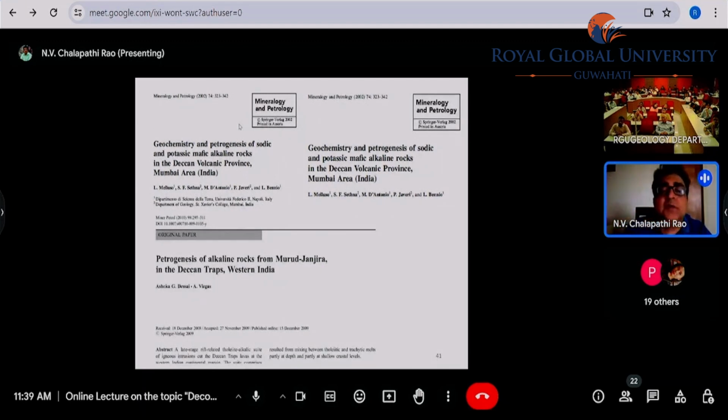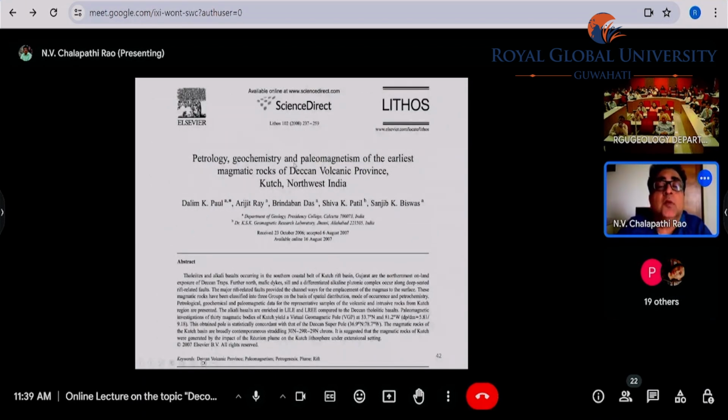And there are many other works carried out by different people. They carried out petrology and geochemistry work on these alkaline rocks. People have also done paleomagnetism of these alkaline rocks. You can see here, they have shown that these alkaline rocks in the Kutch area of the Deccan are some of the earliest alkaline rocks to have formed. That means they were formed almost just prior to the Deccan Trap eruptions itself. So they are the best areas to sample these earliest magmatic rocks.